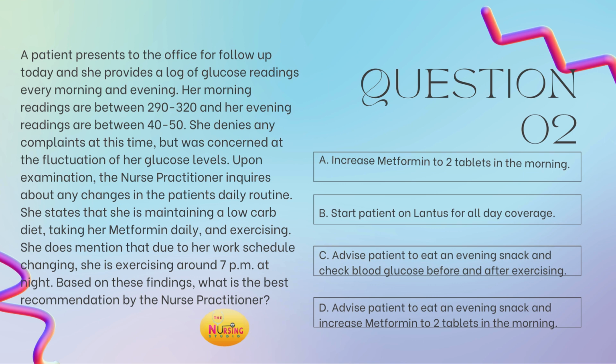And making sure after that exercise, you're having a snack. So really here, we want to make sure that they're eating that evening snack after that late exercise that she's doing at 7 p.m., having her check that blood sugar before she goes out and exercises and checking it a little bit after, but not just going straight to bed, because that is causing that hypoglycemia in the evening and that early morning hyperglycemia. Okay, so C is your best answer.